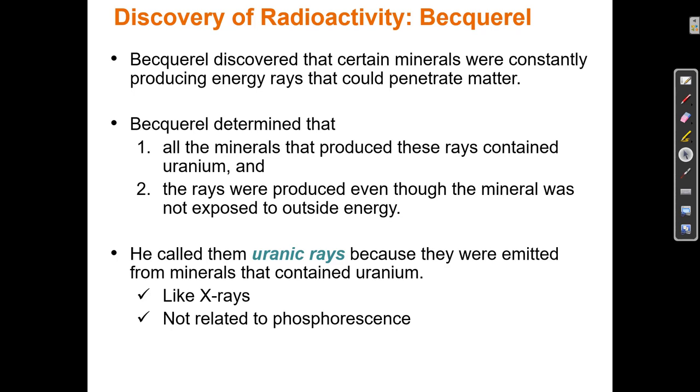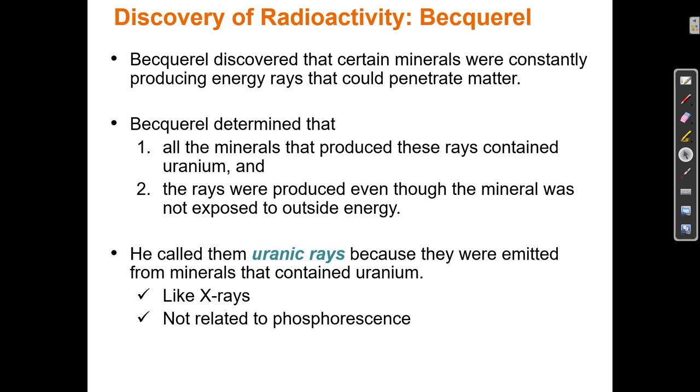In this video, I'm going to cover radioactive decay and nuclear equations. So radioactivity was first discovered by Becquerel, who found that certain minerals were constantly producing energy, even though they were receiving no input of energy. He determined that all the minerals that produced these rays contained uranium, and the rays were produced even though the mineral was not exposed to any outside energy.